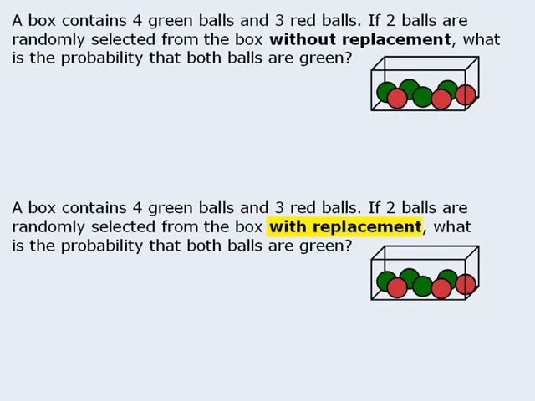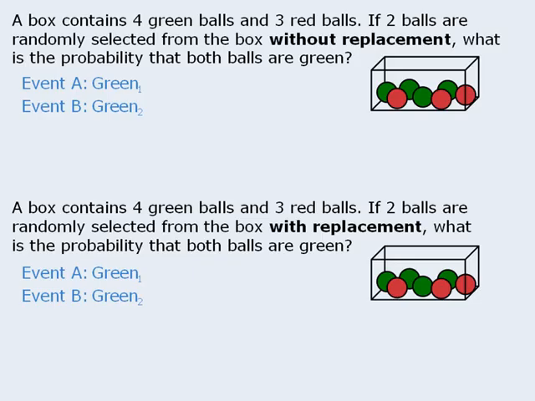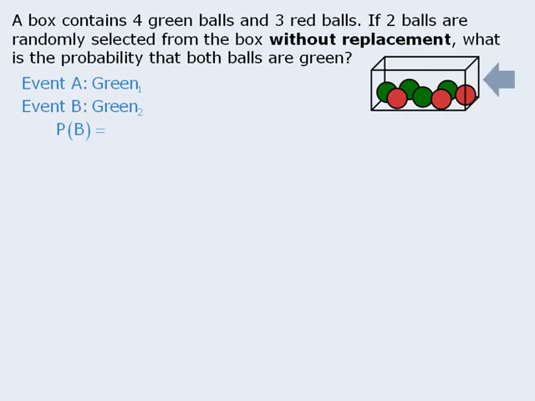For both questions, we'll say that event A is selecting a green ball on the first draw, and event B is selecting a green ball on the second draw. For both of these questions, we want to find the probability that event B occurs. In other words, the probability that the second ball selected is green. Let's begin with the top question. If two balls are drawn without replacement, what is the probability that the second ball will be green?